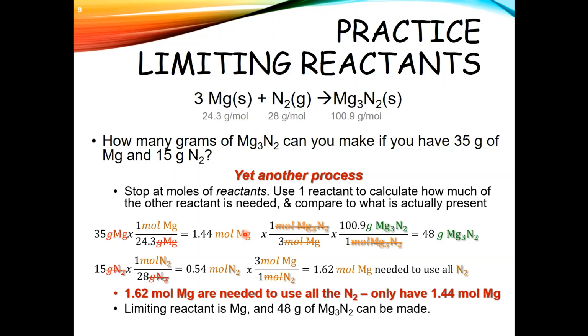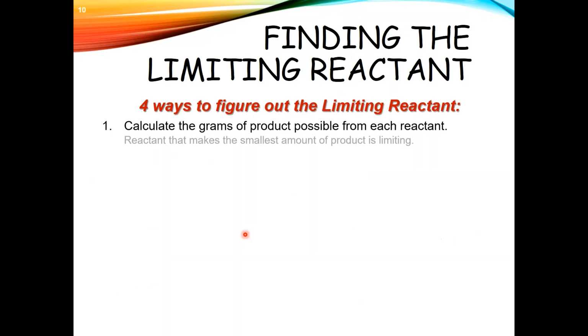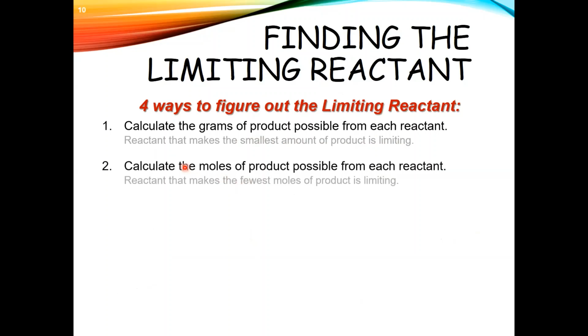So to review those 4 ways that we just covered to find our limiting reactants or limiting reagents, the first was we can calculate the grams of product possible from each reactant. So in this case, the reactant that makes the smallest amount of product is limiting. The second way of doing this is we can calculate the moles of product possible from each reactant. So this one is very similar to the first one, except we don't take it to that next step of calculating how many grams each one is going to produce. But again, in this one, the reactant that makes the fewest moles of product is limiting.